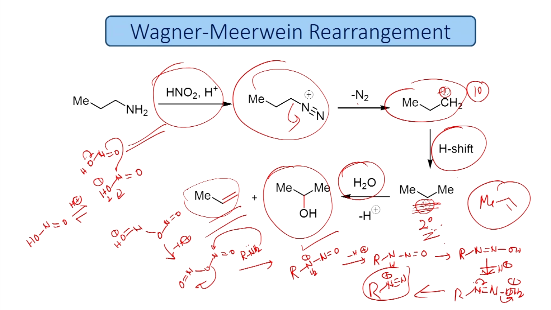In this case, if you lose a proton, you get the alkene. On the other hand, if you react with the water molecule, you will be able to get the alcohol as the product.